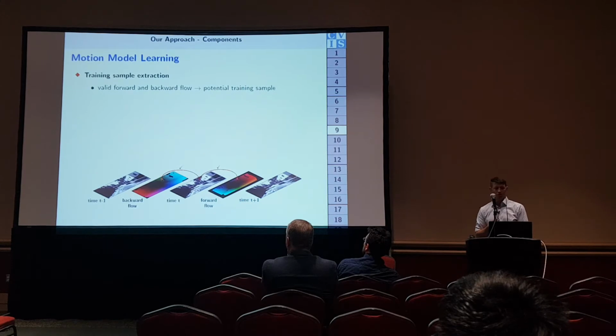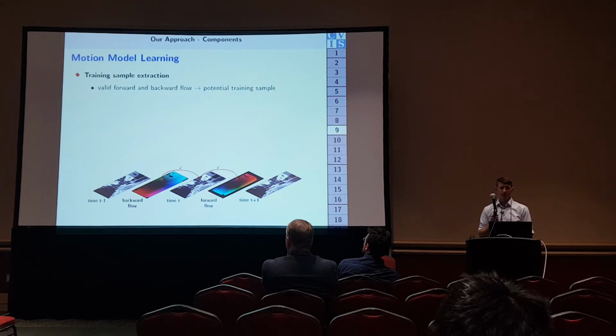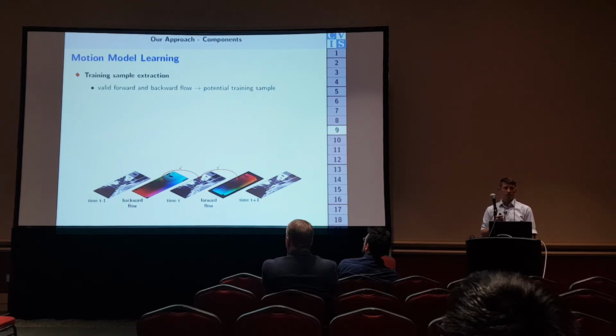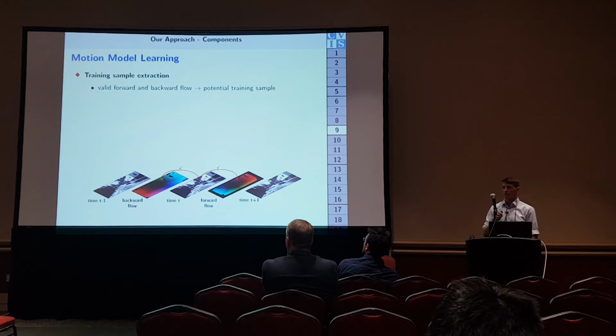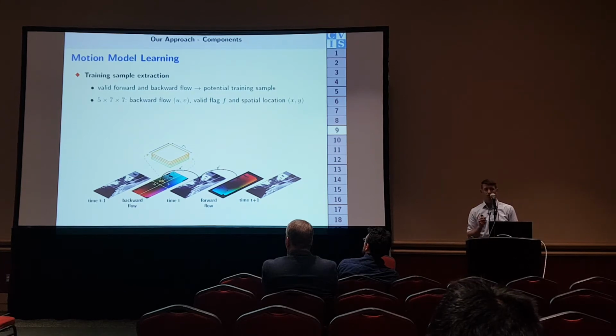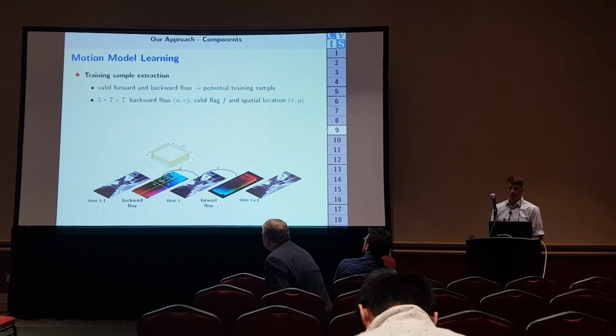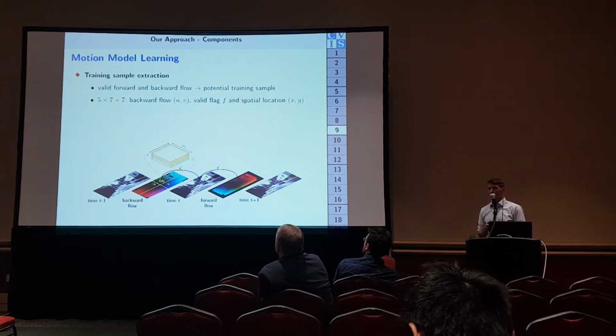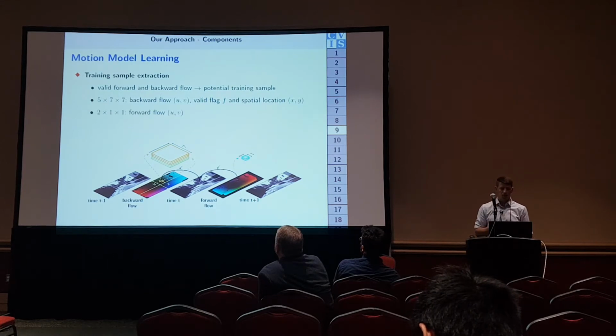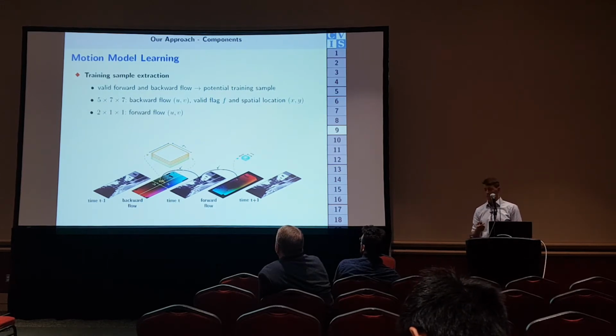Now let's take a look at the motion model learning. As training samples, all locations where we have a valid forward and backward flow are potential training samples. So these locations surpass the outlier filtering test. Now, as input from the training samples, we extract several 7x7 patches, which include the backward flow components, the U and V, a valid flag, and the spatial location within the image domain. And the output of the training samples is simply the forward flow vector, which we would like to predict.